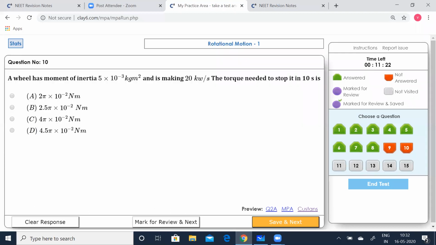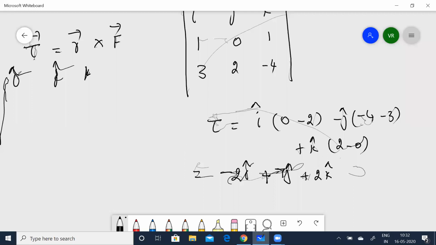Go to the next. A wheel has a moment of inertia 5 times 10 to the power of minus 3 kg m squared, and it makes 20 radians per second. Sorry, yeah, the torque needed to stop it in 10 seconds is how much? This is easy. Let's solve this.